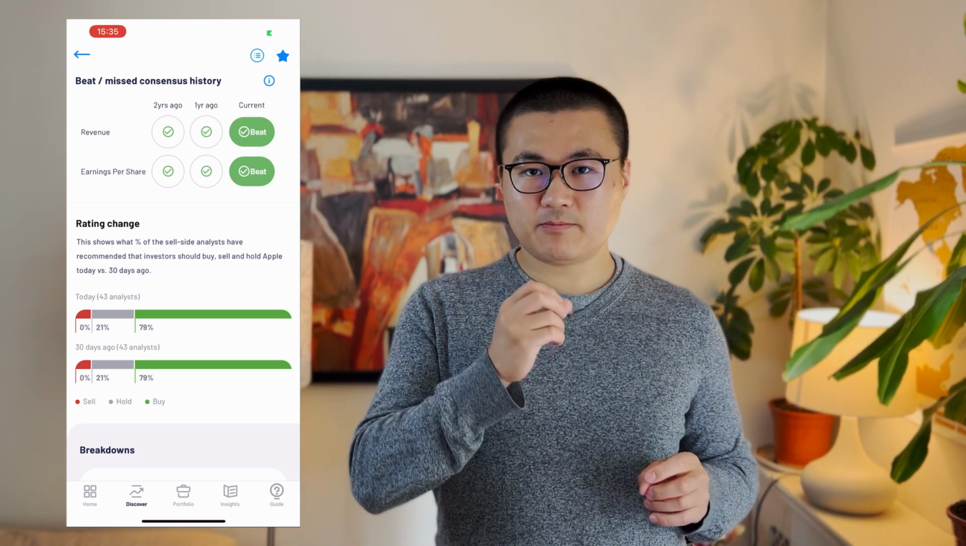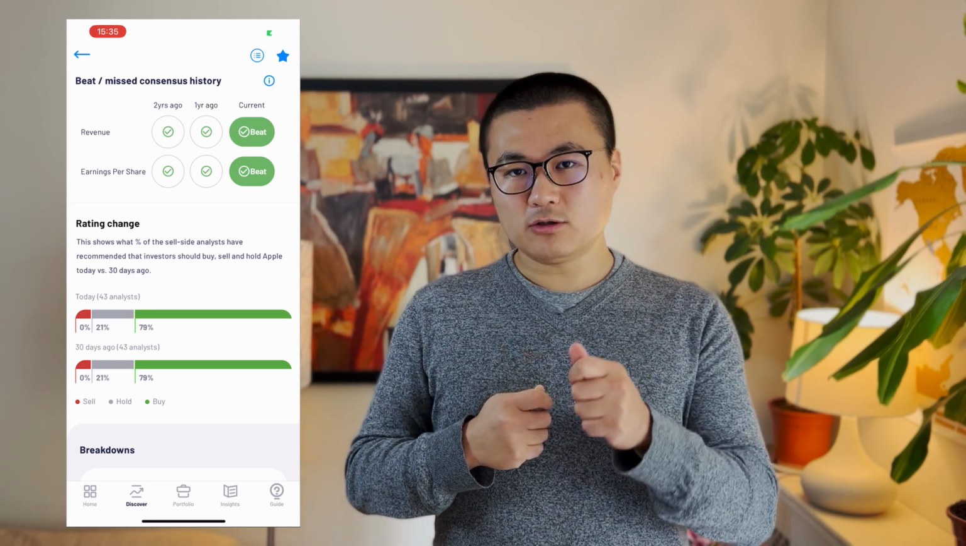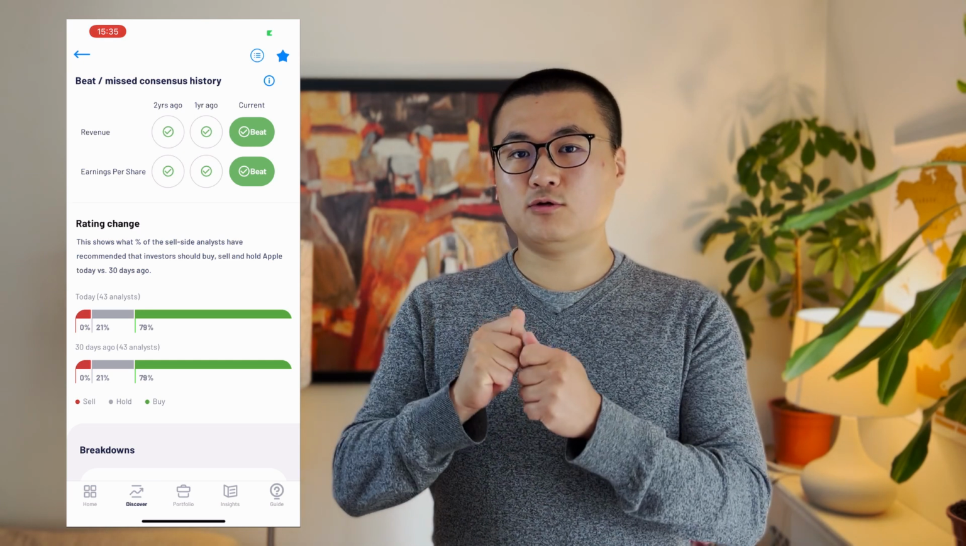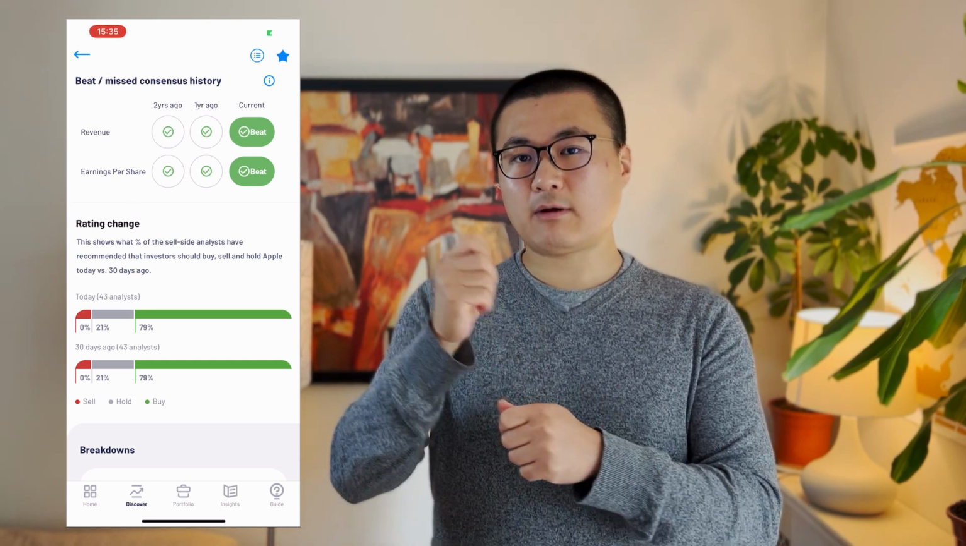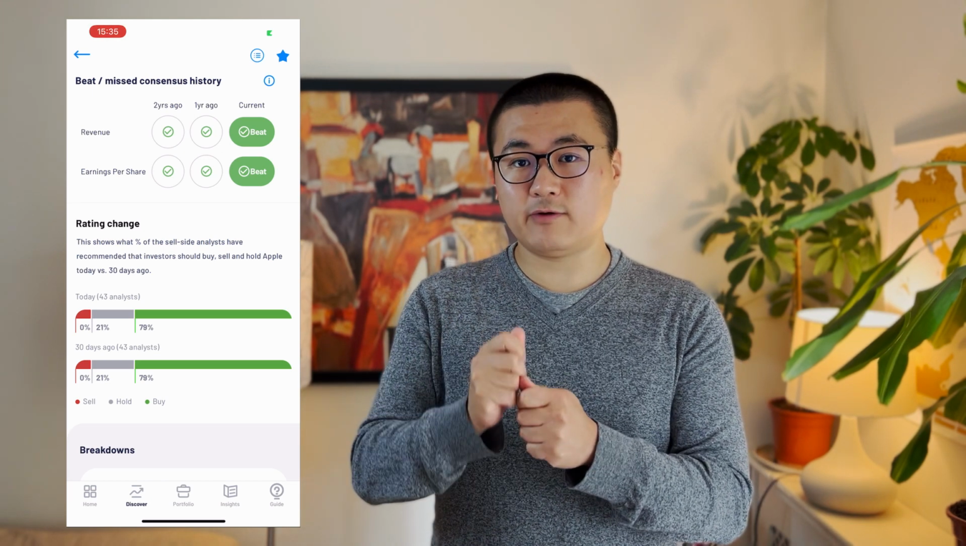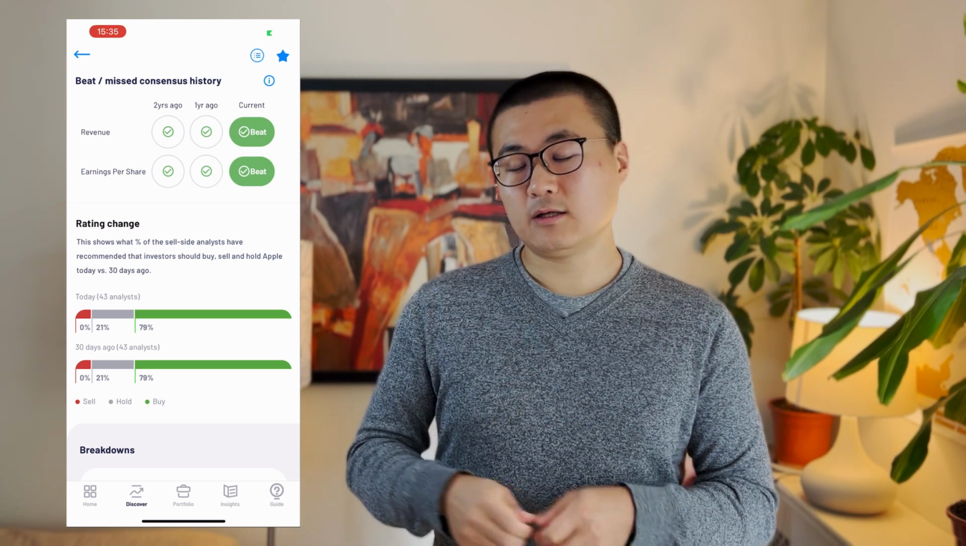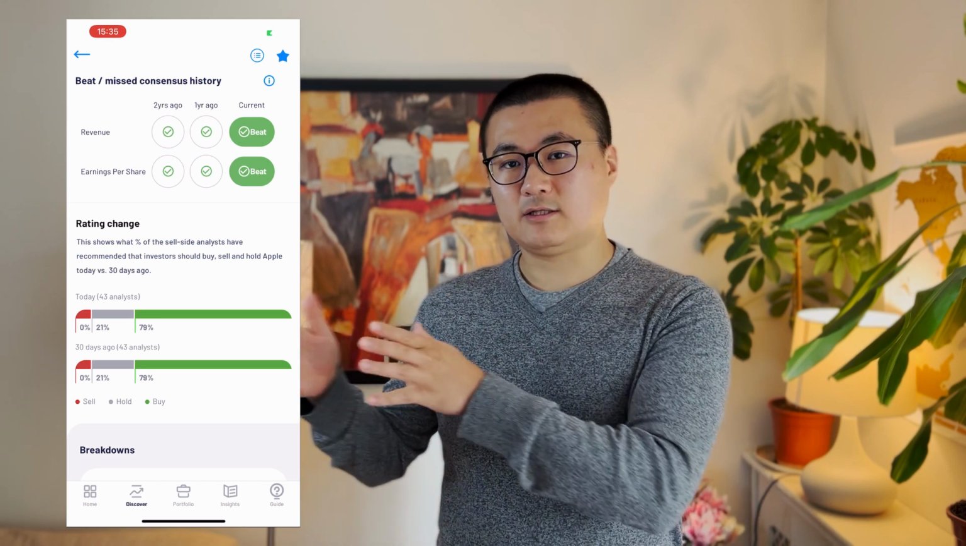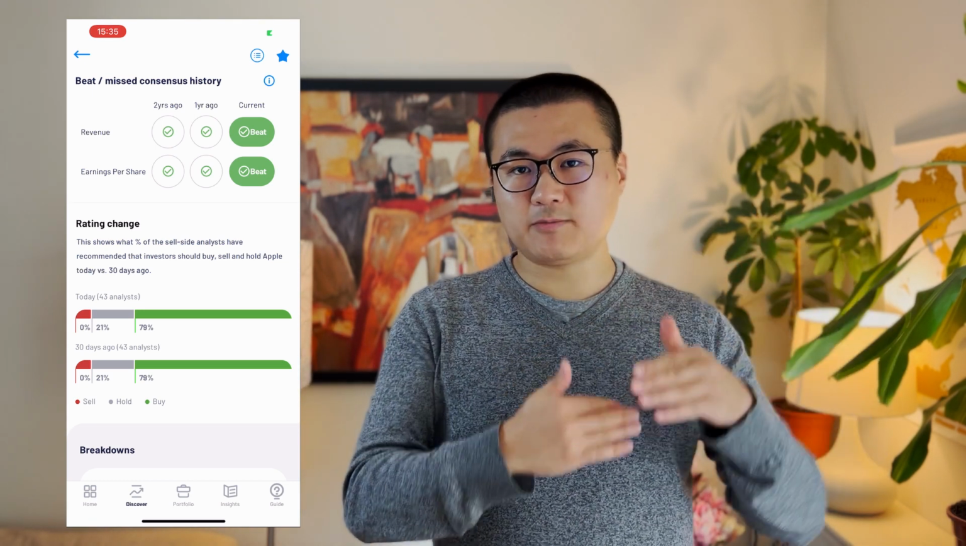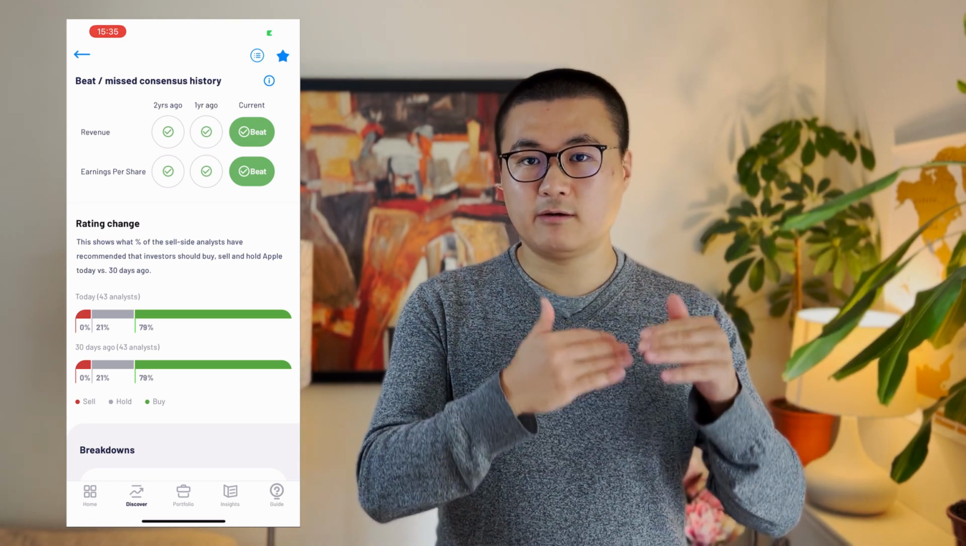And when a company does better than the consensus, that also contributes positively to the momentum rank, because the momentum rank is about the amount of earnings revisions and the revenue revisions the company receives from the sell-side analyst community. And that leads us to the next part, which is the ratings change history for Apple.